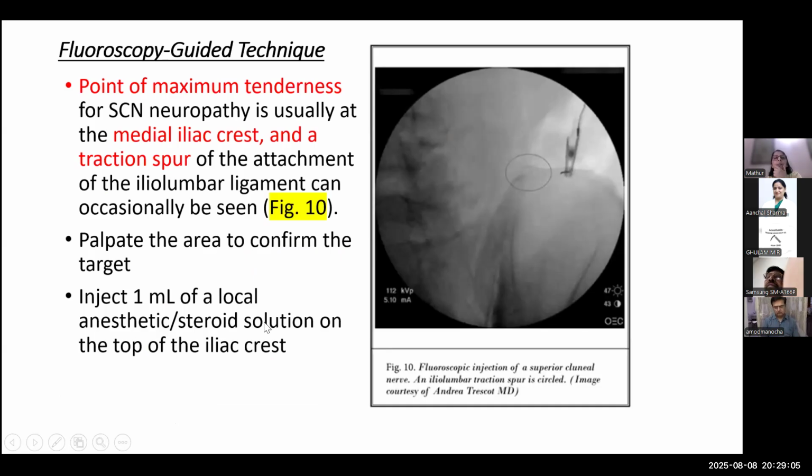In this, the point of maximal tenderness for the superior cluneal neuropathy is usually at the medial iliac crest. So if you look at this diagram, this is the medial iliac crest, and you look for the point of maximum tenderness, and there's this traction spur of the attachment of the iliolumbar ligament, which can be seen here, nicely visible. Palpate the area to confirm the target and inject 1 ml of local anesthetic or steroid solution to the top of the iliac crest.